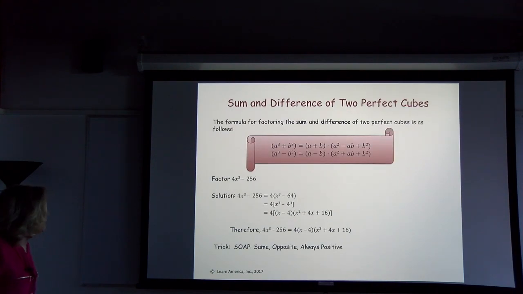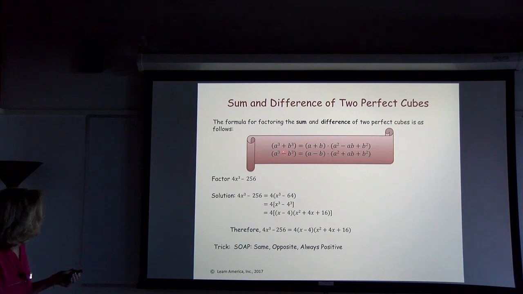Okay, sum and difference of two perfect cubes. This is one that you really kind of have to memorize, and I apologize. Some of your perfect cubes are 1, 8, 27, 64. They're probably not going to go up too much farther than that, or maybe 125 for 5 cubed. And what you'll notice is that it's a cubed plus b cubed. Well, the first obvious factor is going to be a plus b. And here's where the gimmick comes in. Have you ever heard the trick SOAP?